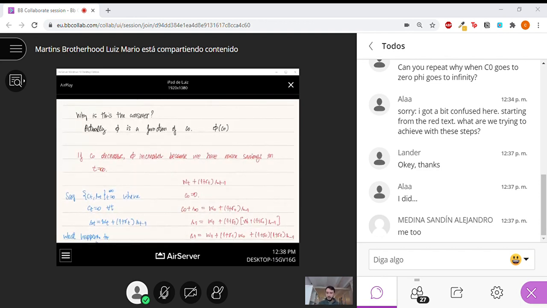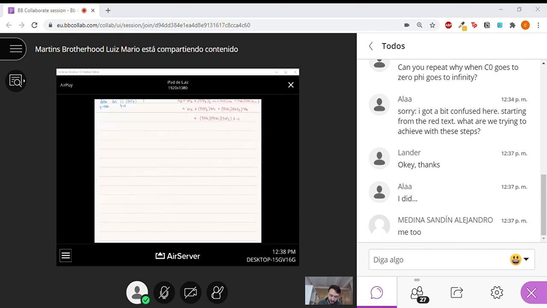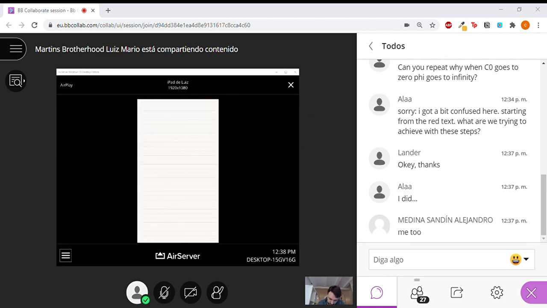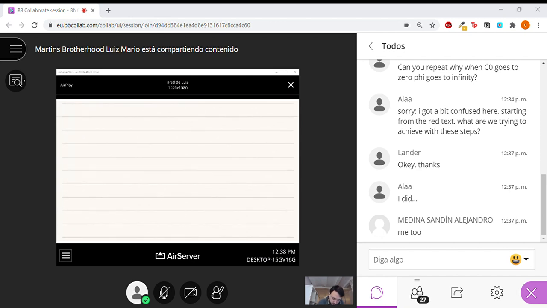Okay. And then I think the second problem, if you have any questions about this, you can make them, okay? I think the second one is easier, right?